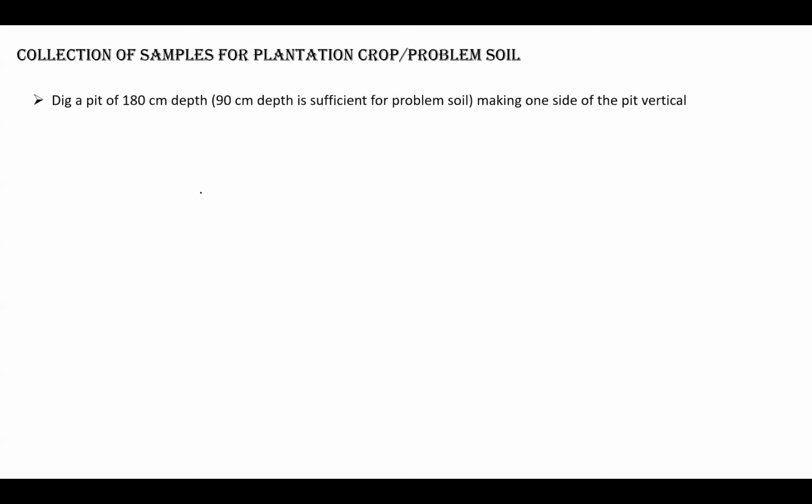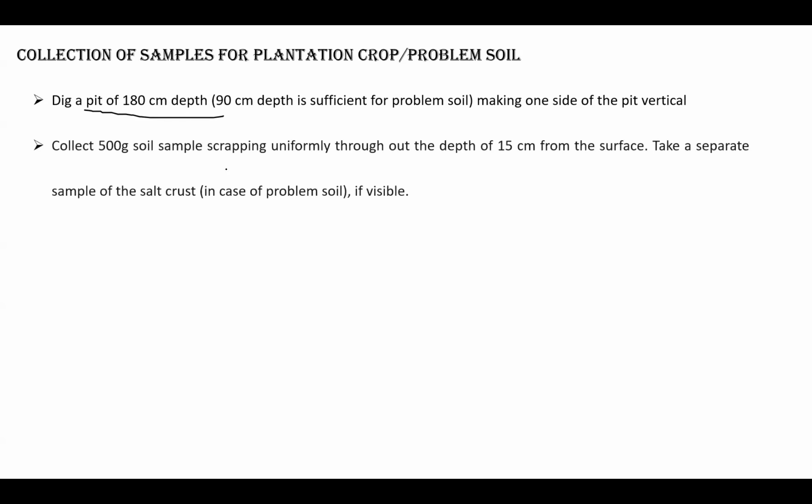So what are the points that should be followed? We have to dig a pit, or in soil science terminology we call it a profile, up to 180 centimeters. So hardly you can go around, you can go for 2 meters also. We have to collect 500 grams of soil sample, scraping uniformly throughout the 15 centimeters depth. So we have to collect the surface sample of 15 centimeters. And also, if you find any salt crust, like salt encrustation, that is called a problem soil. If visible, you have to collect the sample from that location.